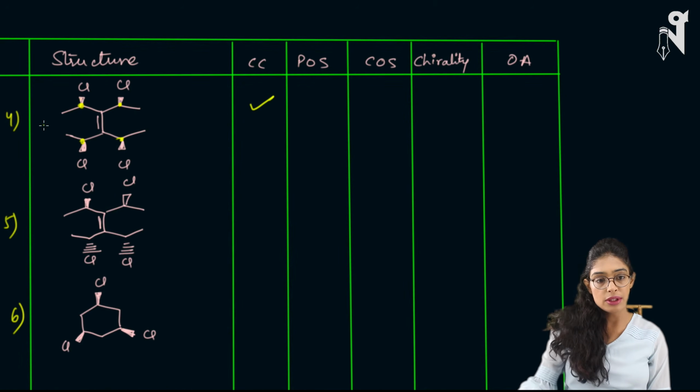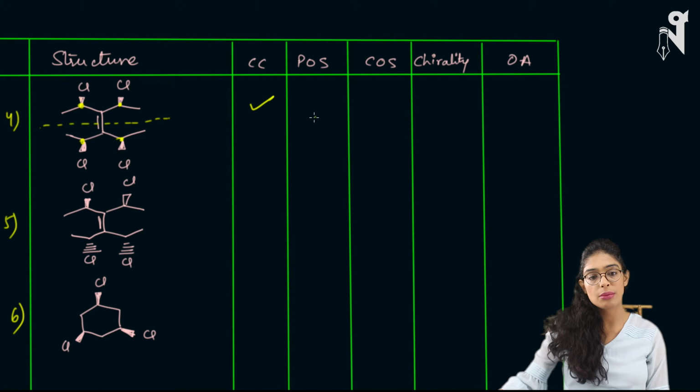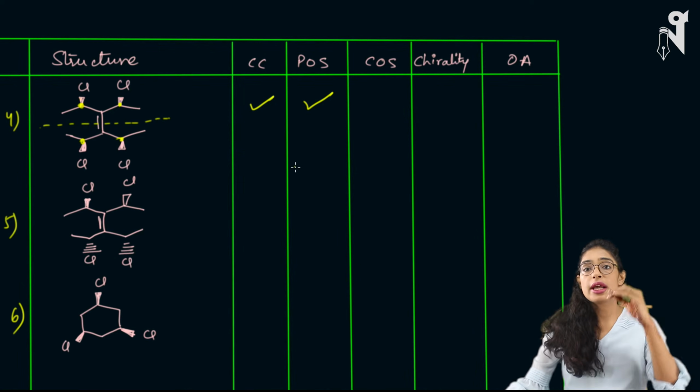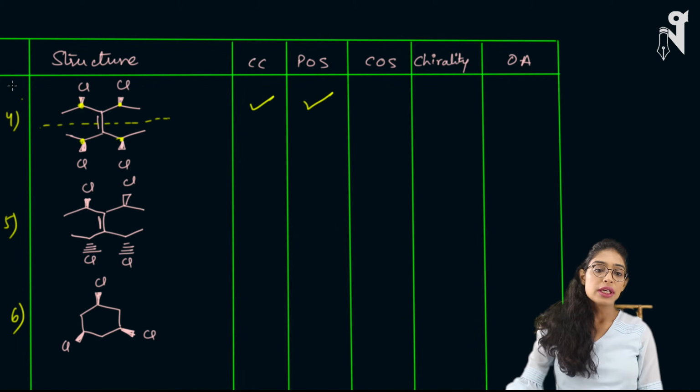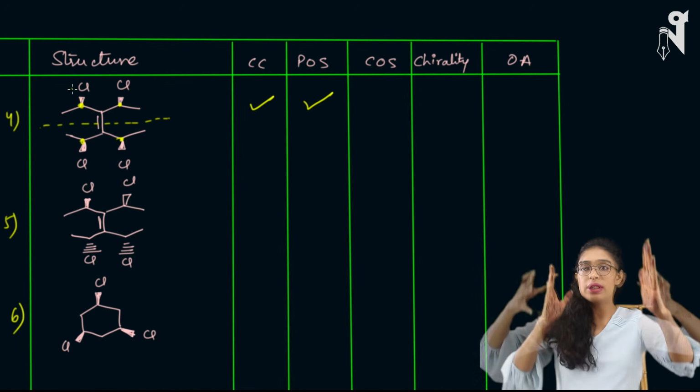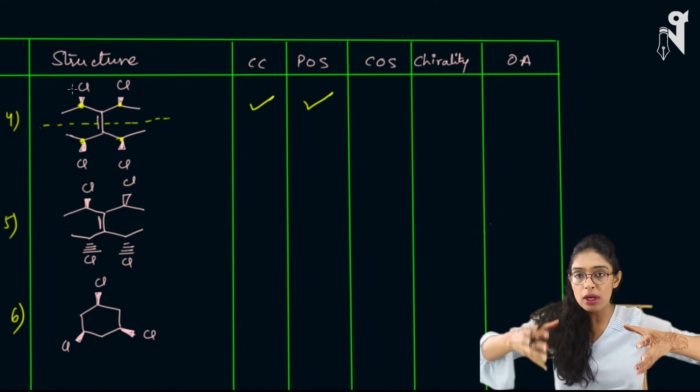If I cut it through this plane, am I getting equal? Am I getting the mirror image? Yes, I'm getting the mirror image. So POS is there. Do we have COS? For COS, the line should pass through the center and you should get the same group in the opposite direction and at the same distance. So just imagine all the 4 chlorines are wedges. Okay, so basically all are towards the viewer.